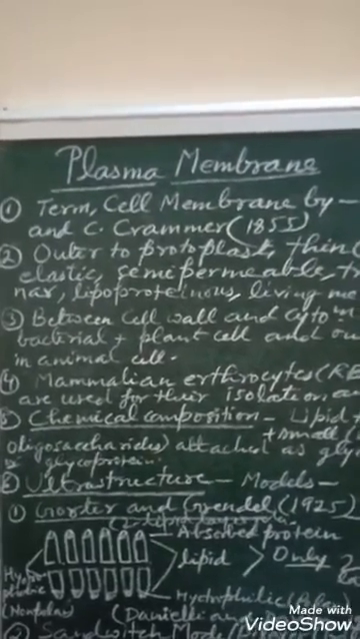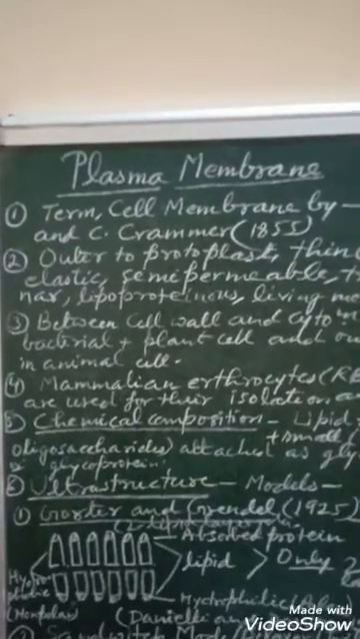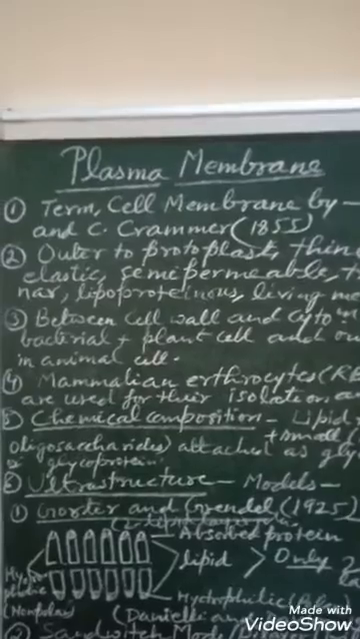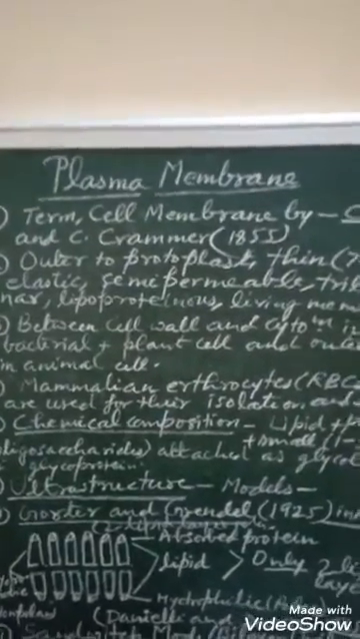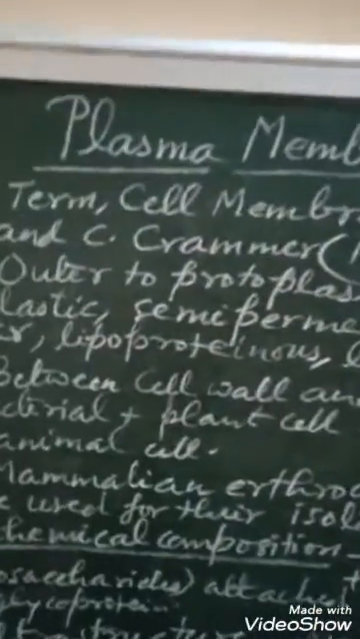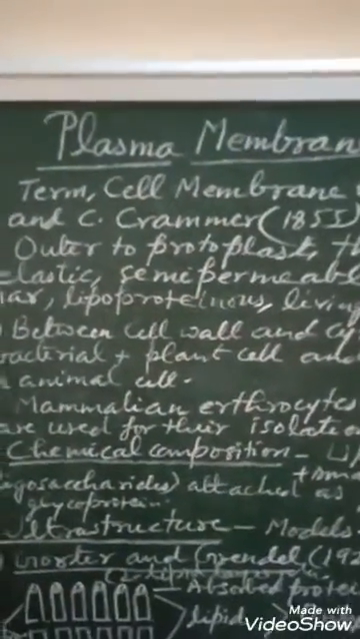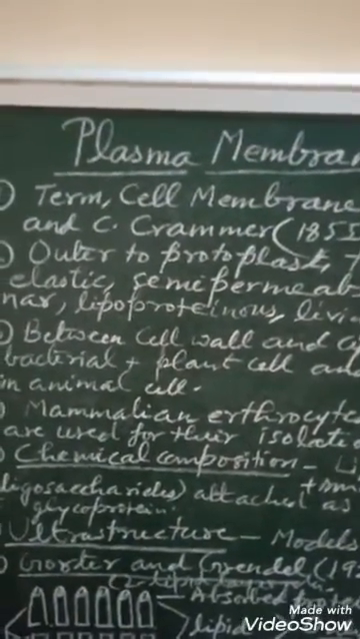membrane. When we think about the plasma membrane, the term cell membrane was given by Nageli and Cramer in 1855. Now, what is the location or position of this plasma membrane?